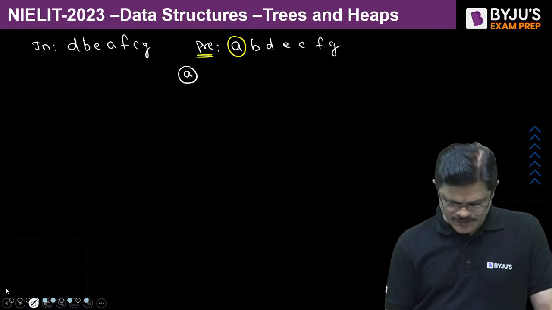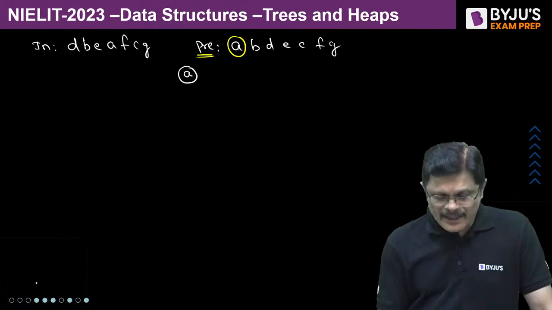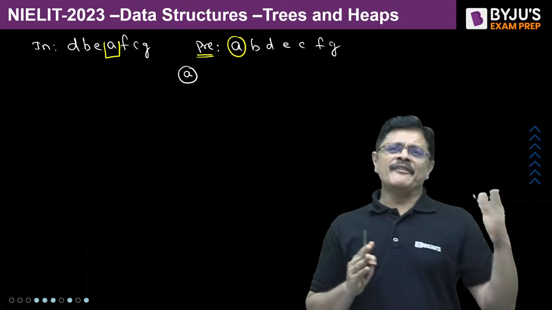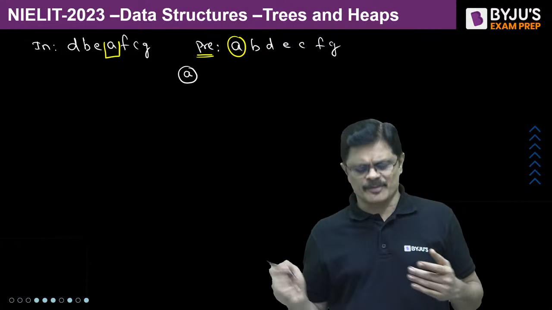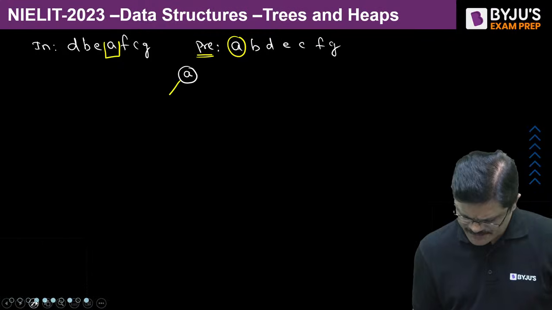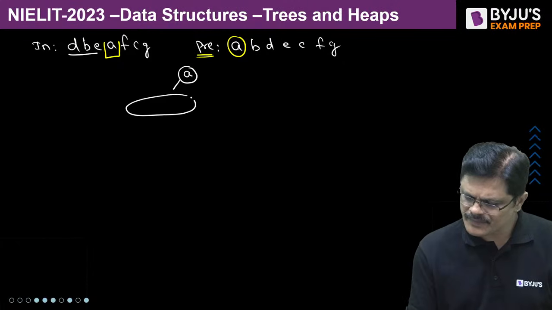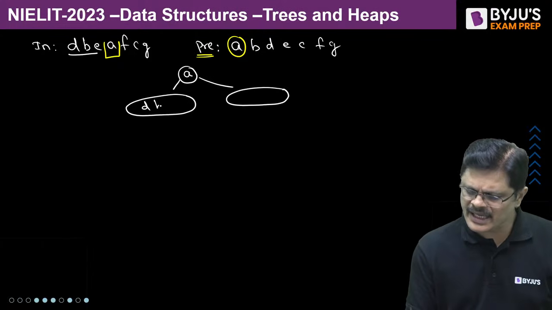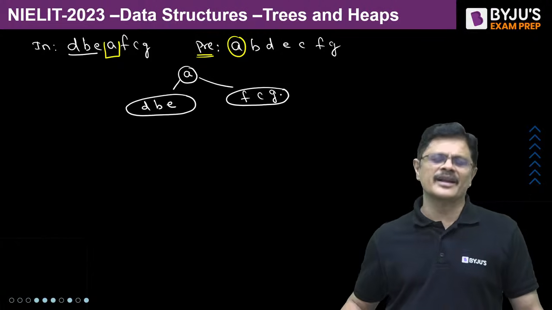Okay, very good. So, once you see the root node, you go back to the in order. In in order it is always left, root, right. That is, the root node separates your left subtree and right subtree. So you can easily understand. These are the nodes in your left subtree and these are the nodes in your right subtree. D, B, E are nodes in the left subtree and F, C, G are nodes in the right subtree.